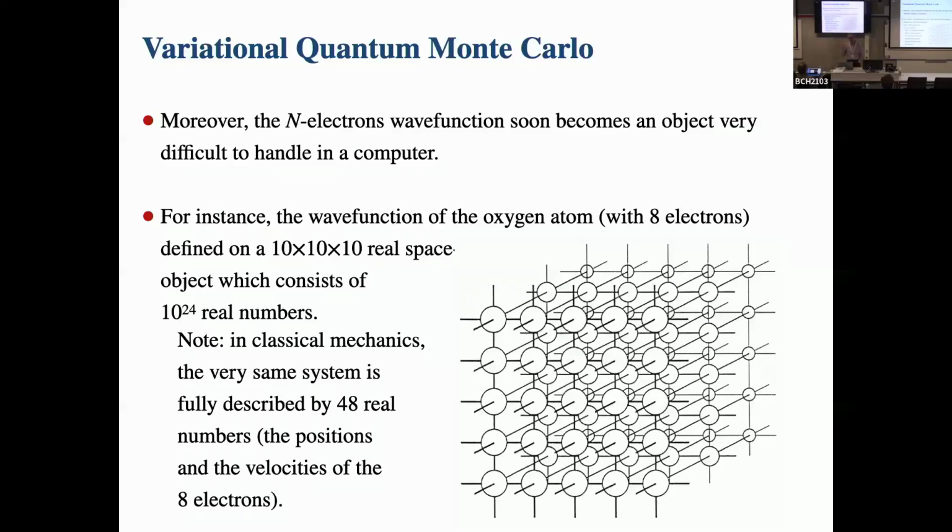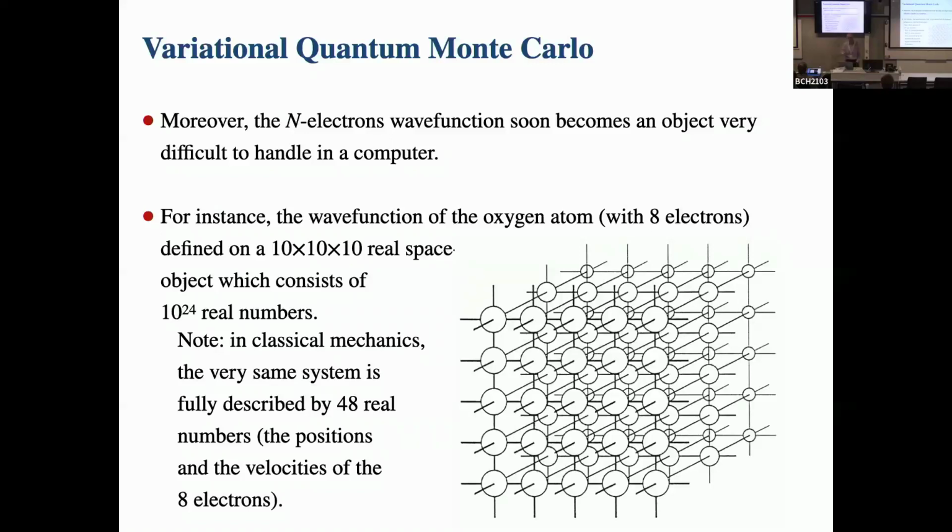So if you compare that to classical mechanics, if I had 8 electrons with classical positions and classical velocities, that would be just 8 times 6 numbers, so 48 numbers to describe the positions and the velocities of my electrons. And here we need 10 to the power 34.